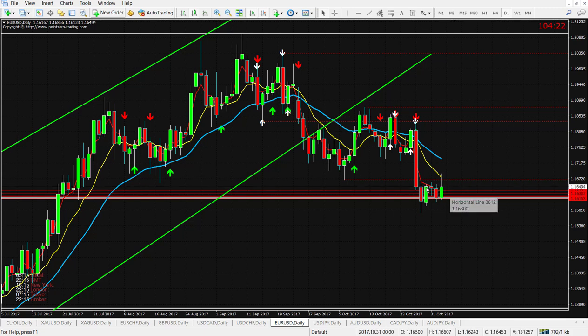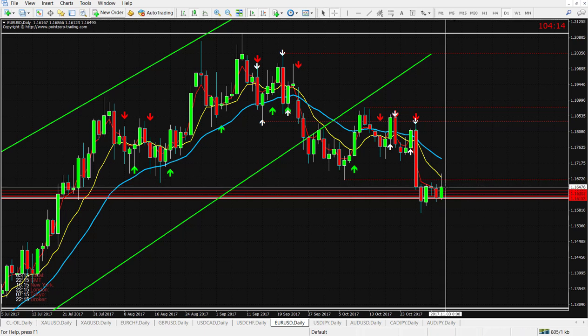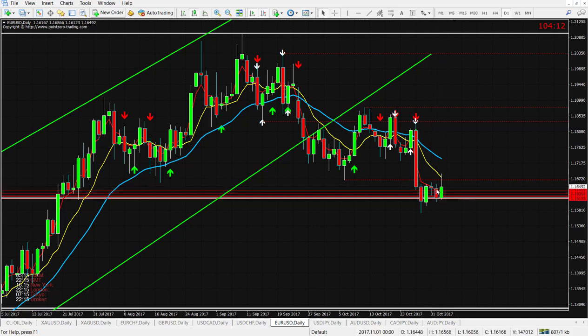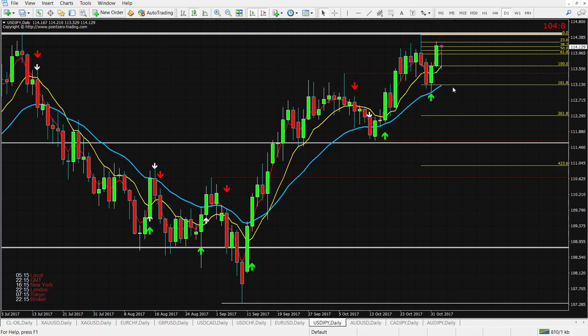EURUSD still is fluctuating in this area. It moved up, touched the 8 EMA, and it's coming back. But if it closes above the previous candle, it shows that the market is getting stronger to go up. So USDJPY formed a very big pin bar here. It touched the 8 EMA, and it shows that the market is trying to decide which way it goes.